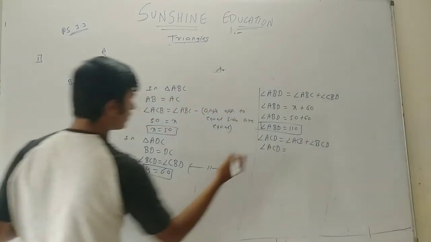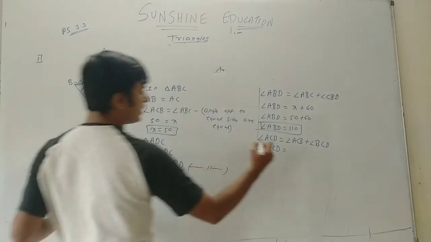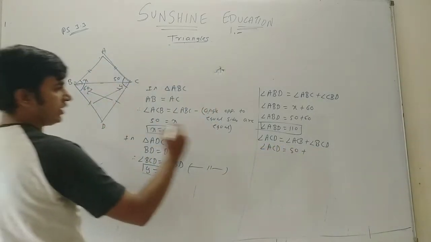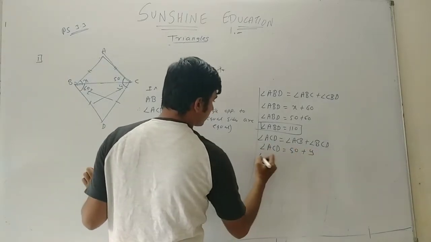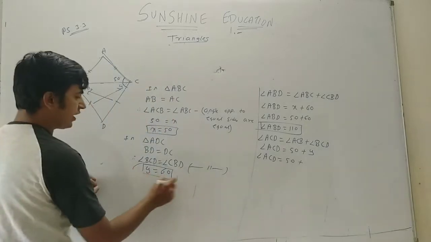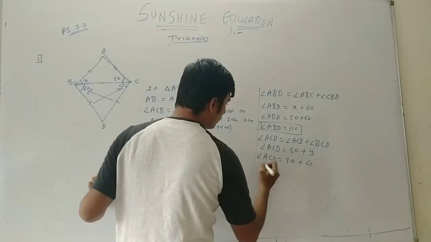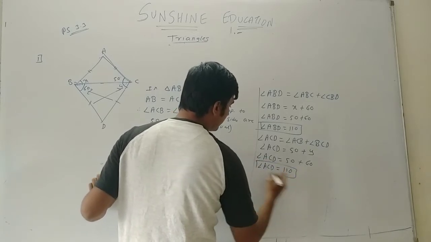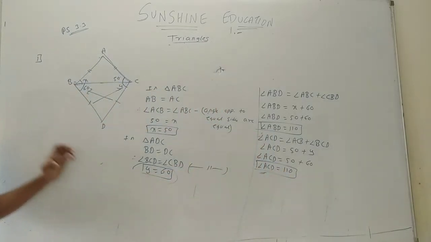ACD is equal to ACB, that is 50, plus BCD, that is Y. ACD is 50 plus, what is the value of Y? It is 60. So ACD is equal to 110. Okay, so this was the first question of your textbook.